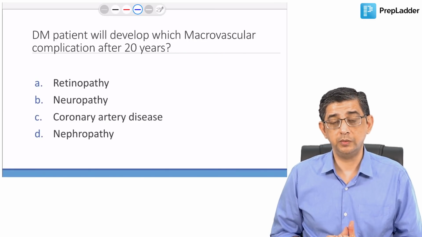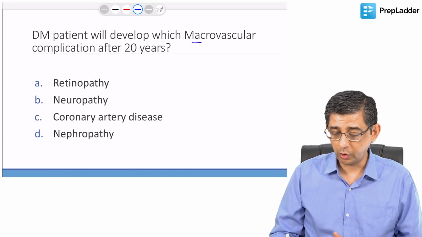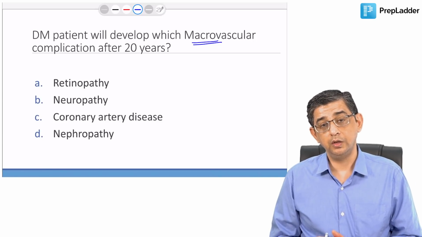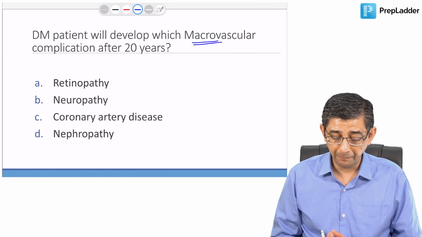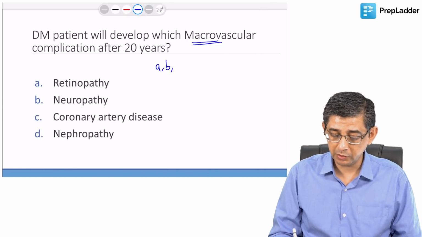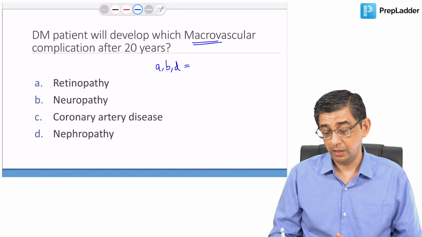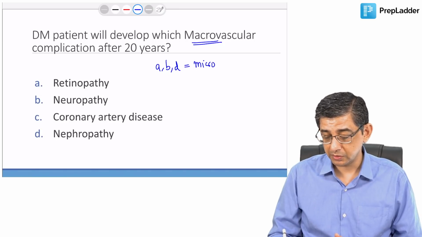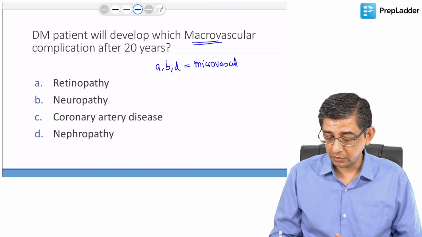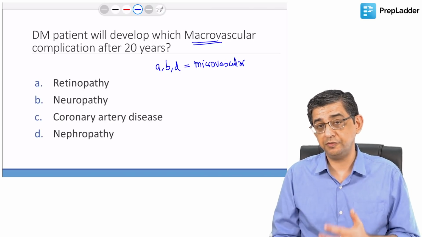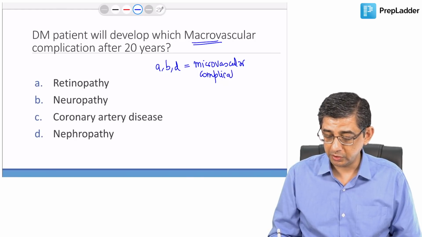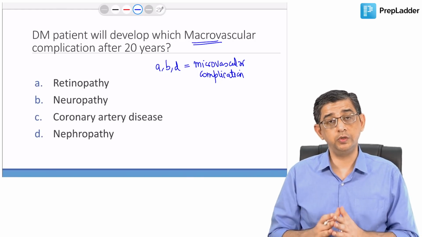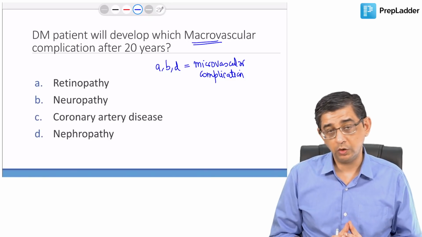The next question talks about a diabetes patient developing macrovascular complications. Retinopathy, neuropathy, nephropathy: options A, B, and D present in this MCQ are actually microvascular complications. If you listen to the discussion of diabetes mellitus, right in the first 15 minutes, I've handled this: retinopathy will contribute to blindness, neuropathy can cause a non-healing ulcer in the sole of the foot, and nephropathy will cause chronic kidney disease.